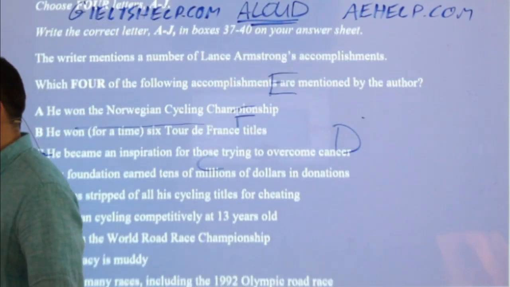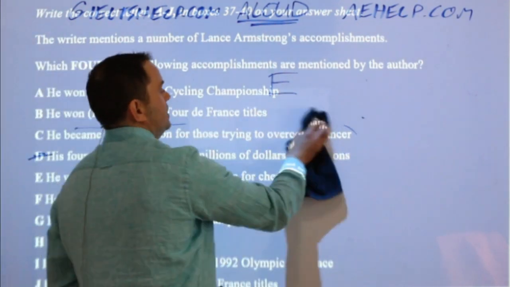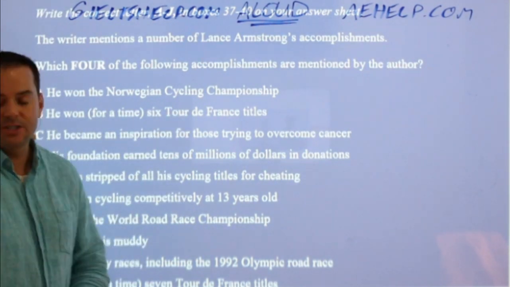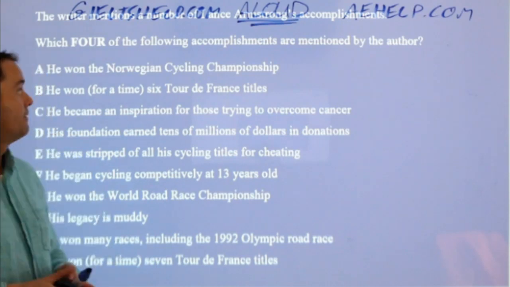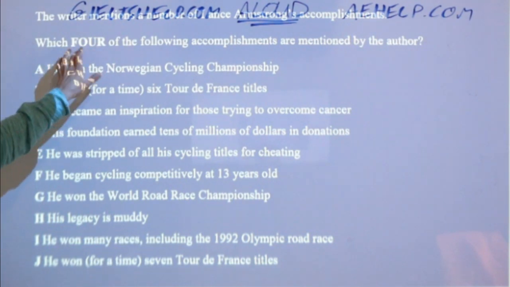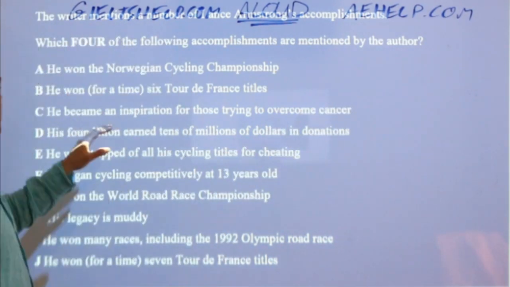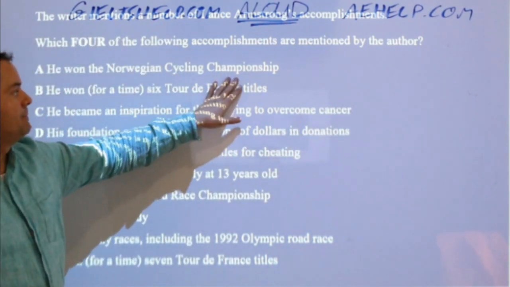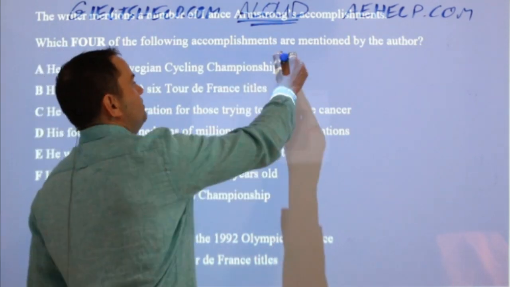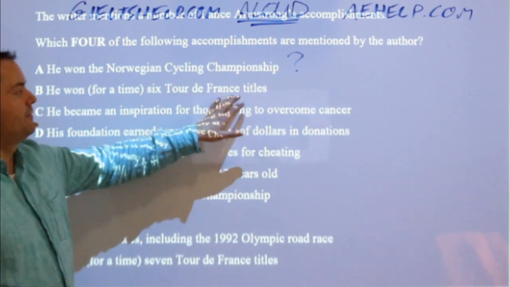All right, last question, and this one now we can do that we've read the text. This one absolutely would be very difficult to search. Just imagine if you're trying to search for all 10 of these pieces of information and you only find 4. So which 4 are the accomplishments mentioned by the author? Okay. He won the Norwegian Cycling Championship. Okay. Is that mentioned? Maybe. Okay, let's go through them. He won, for a time, 6 Tour de France titles.